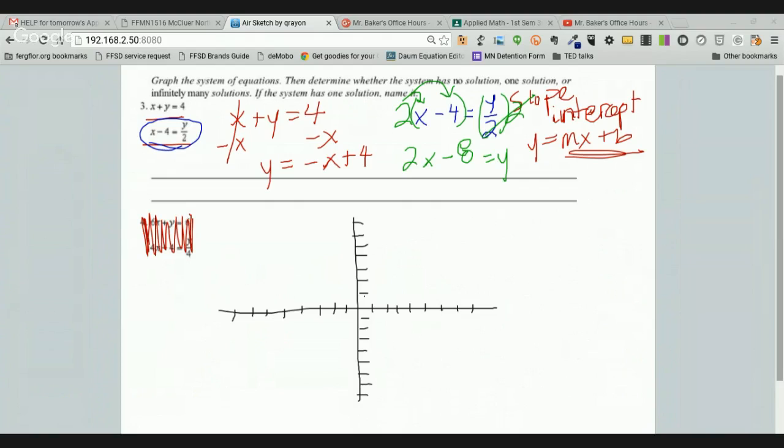Alright, red one. The y-intercept is 4. The slope is negative 1 over 1. So we'll go down 1, right 1, down 1, another, and go up and left, and draw the line.